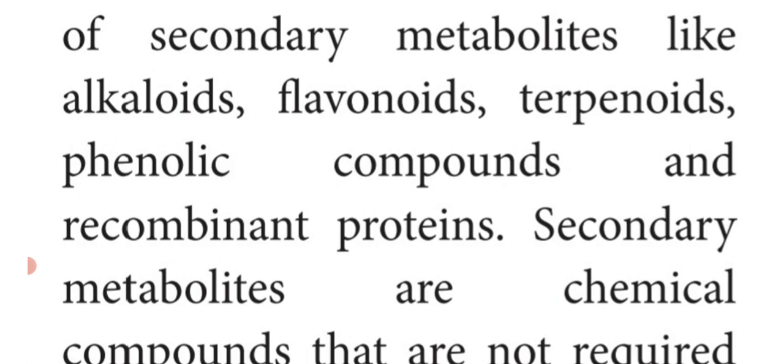Like alkaloids, flavonoids, terpenoids, phenolic compounds and recombinant proteins. These are all the secondary metabolites produced by cell suspension culture. This is a book back question: write the secondary metabolites produced by cell suspension culture. What is the answer? Alkaloids, flavonoids, terpenoids, phenolic compounds and recombinant proteins.